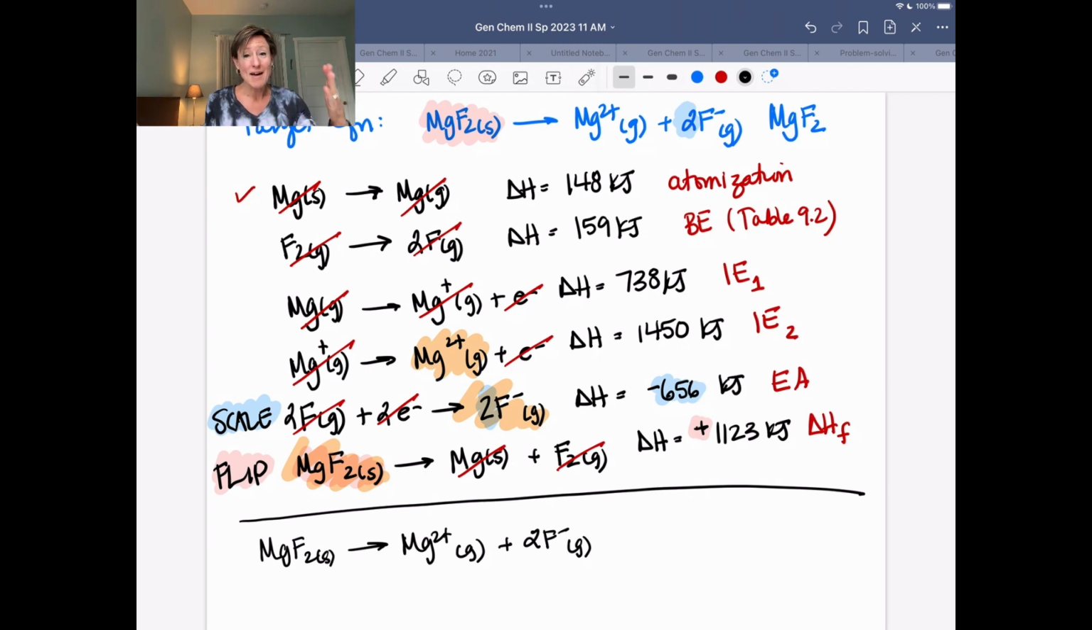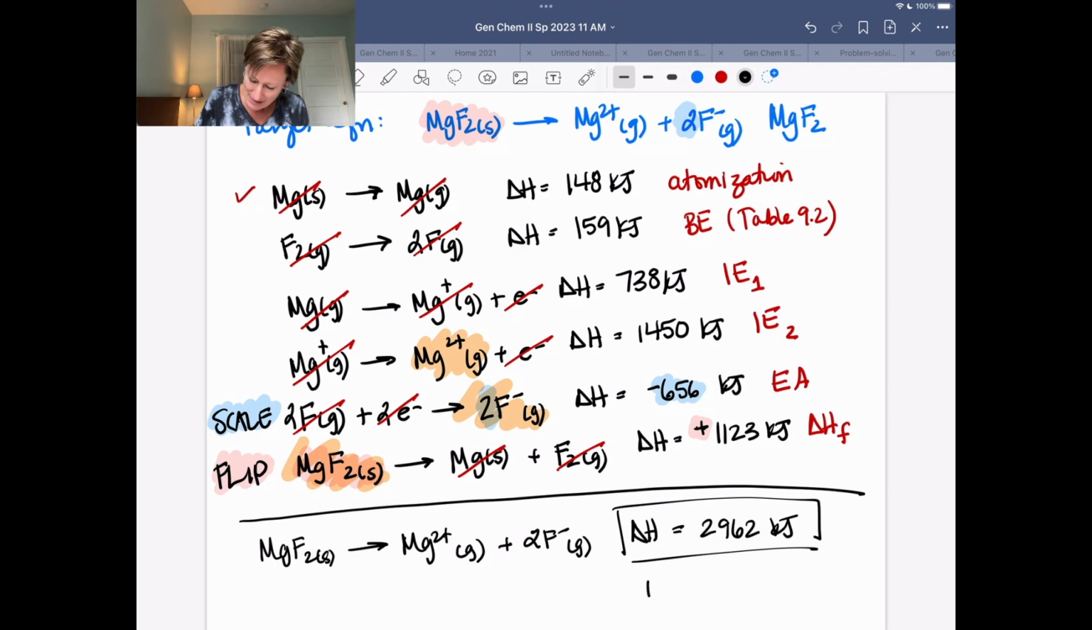So now we need to go ahead and add up all of these enthalpy values. And the delta H for this is going to be a large positive number, 2,962 kilojoules. It's a positive value. This is the lattice energy. So this is delta H of lattice for MgF2.